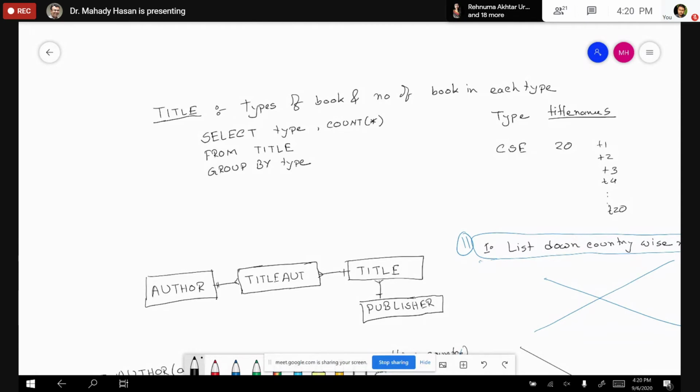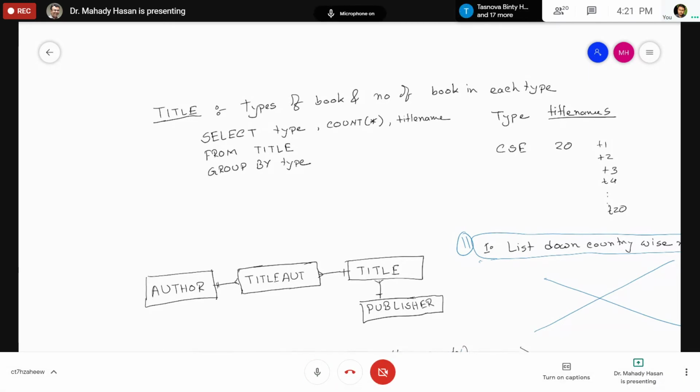Select type, comma, count star, is this fine if we want to see it this way, comma, sir, title name. Rest is fine, right? Yes, sir. Okay, now let me explain. This is not right.